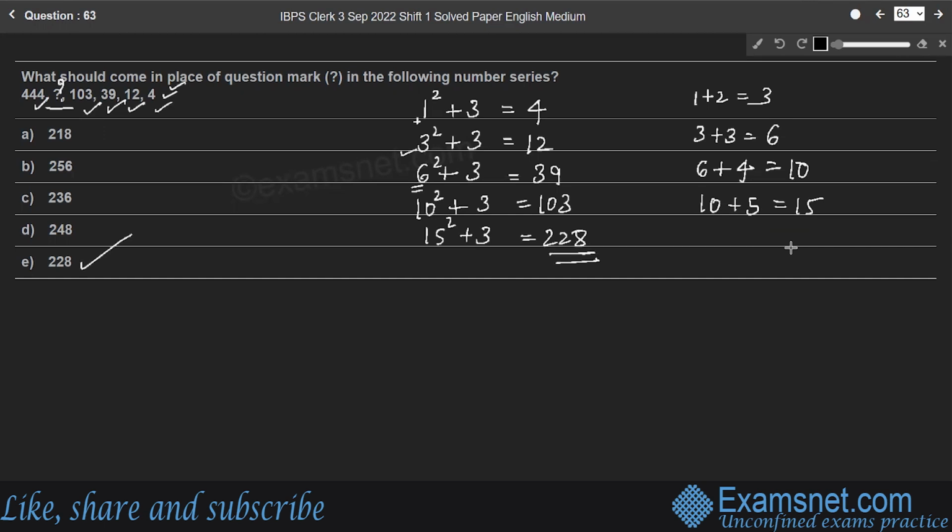So you can verify the first number also. You have to add 6 to 15. You will get 21. So make 21 square plus 3. 21 square is 441 plus 3 is 444. Hence, 228 is the answer, right?